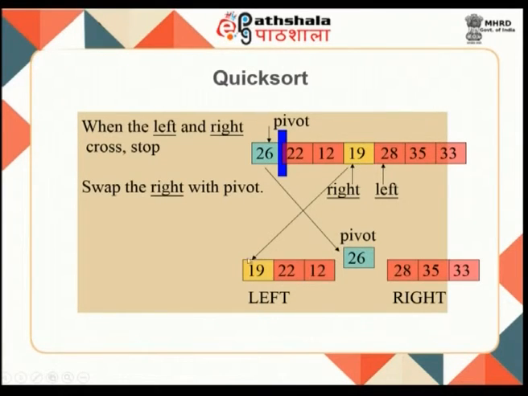So, the resultant becomes something like this. Now you can observe that the pivot element is going to be 26. You can see very well that on the left hand group all the elements are going to be lesser than 26, and on the right hand side all these elements are going to be greater than 26. That means 26 is in its correct position. This is the correct position of this element.